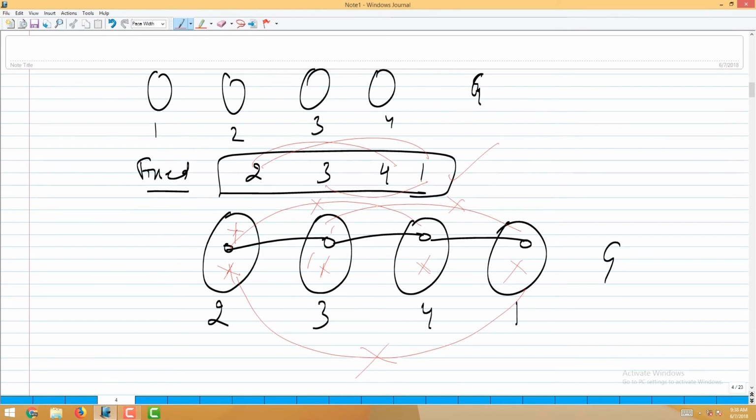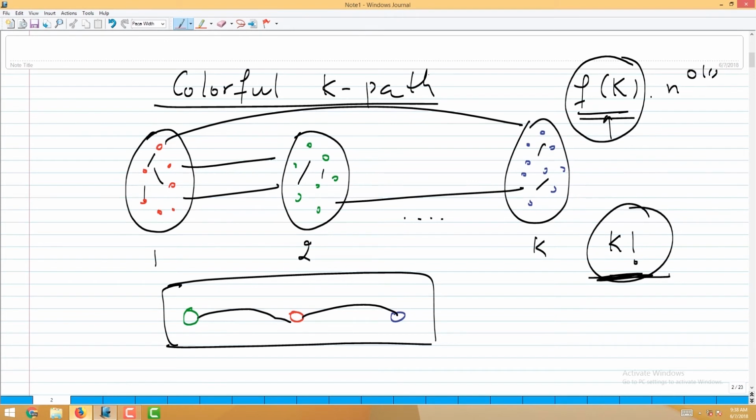So what have we done? We wanted to solve the colorful k-path problem. For that, we said we are looking at a path where all the vertices get different colors. To find such a path, we said let us guess the order in which the colors appear in the colored path that we are looking for. So we did k factorial guesses.